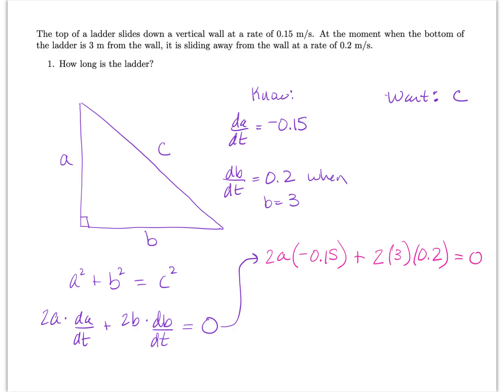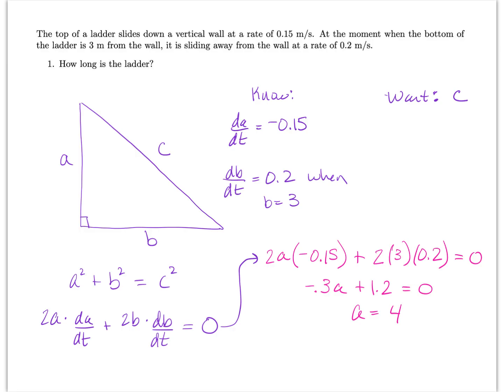Okay, so I only have one unknown in this equation, and it's A. It's not the thing I want, but it will give me more information. I can solve this equation for A. So I have negative 0.3a plus 1.2 equals 0, which means that a is 4. Okay, so I know a, it's not what I want, but it is another piece of information.